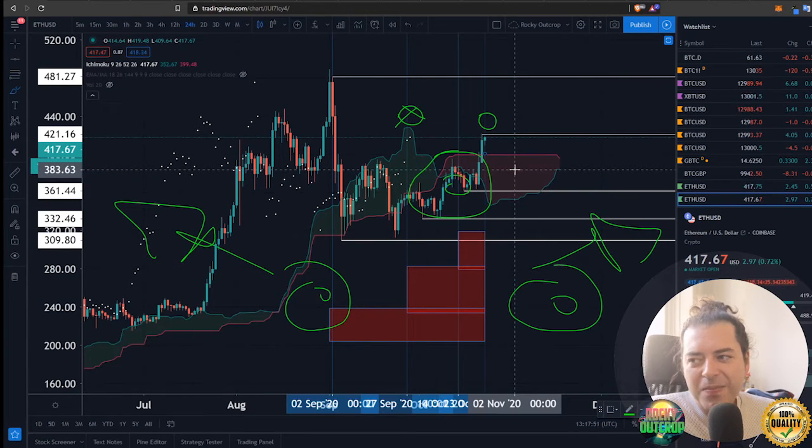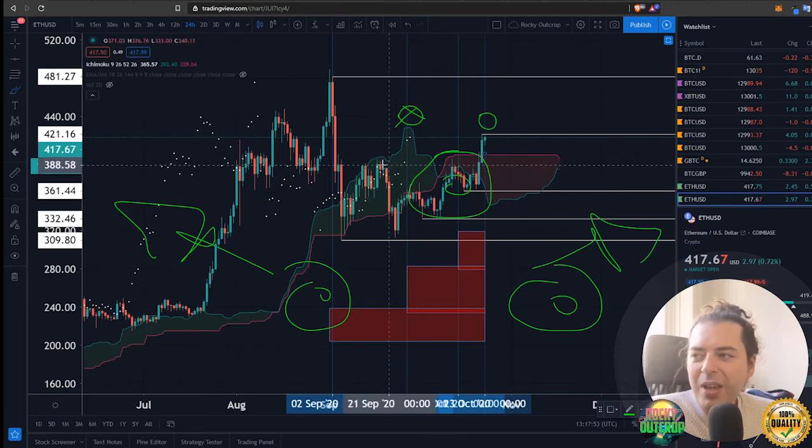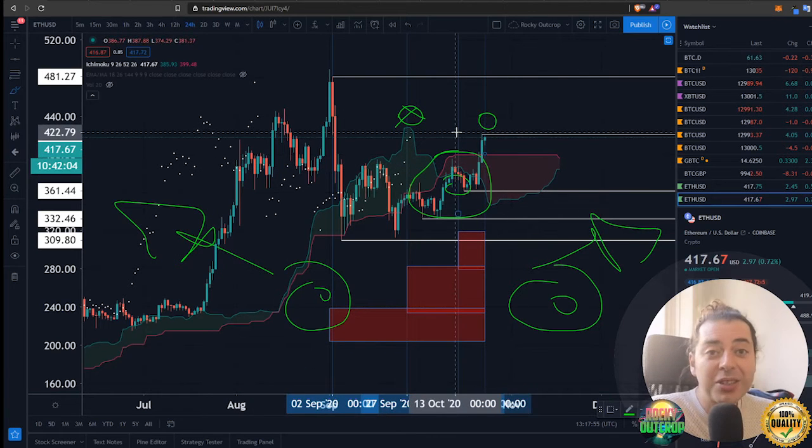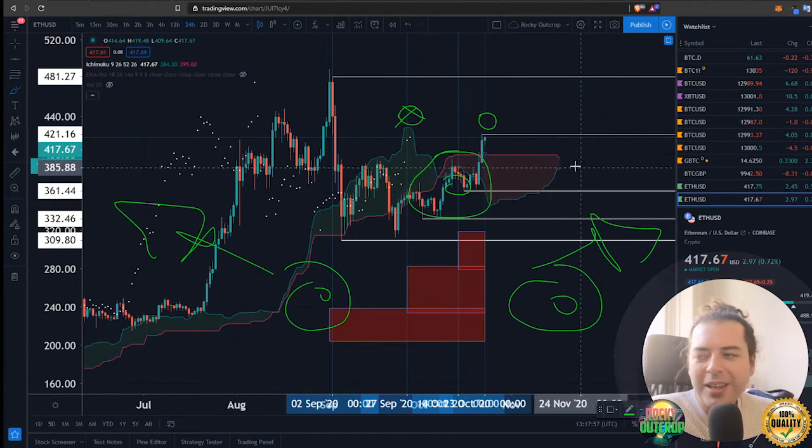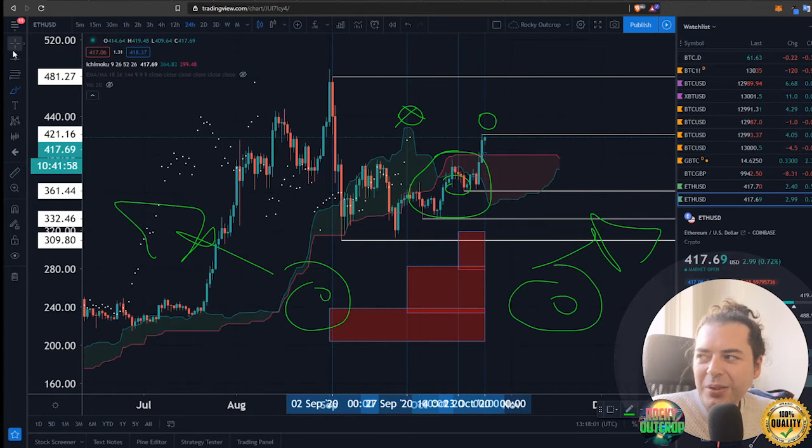No, it's not going to do. I haven't put the baseline and the conversion line on. Sorry, close one. I'm going to leave that in there because these things don't get edited by me.